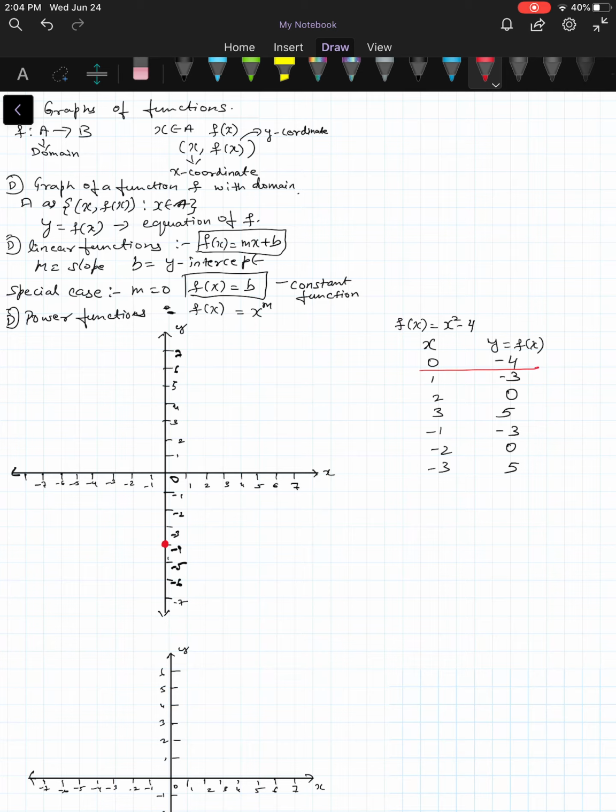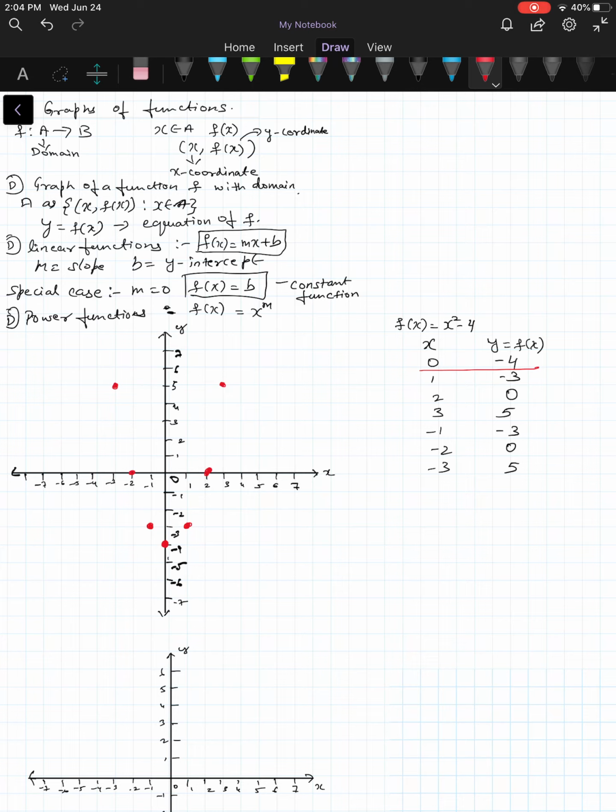Okay, 1, -3 is here, and 2, 0. So 2, 0 will be on the x-axis. 3, 5 is here. Then -1, -3 is here, and -2, 0 is on the x-axis again, and -3, 5 is here.